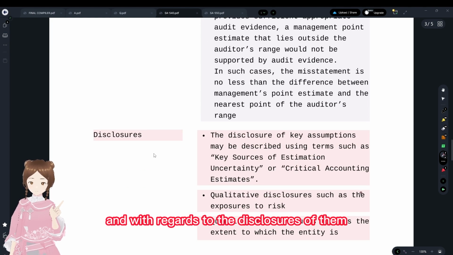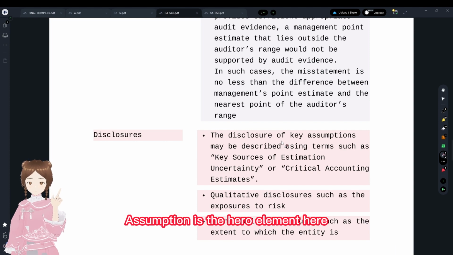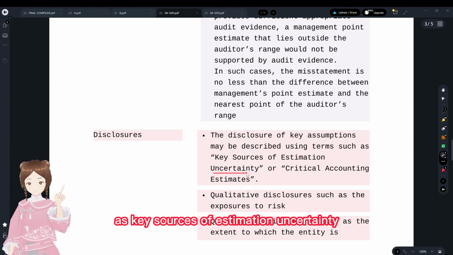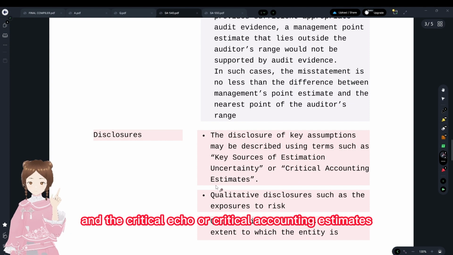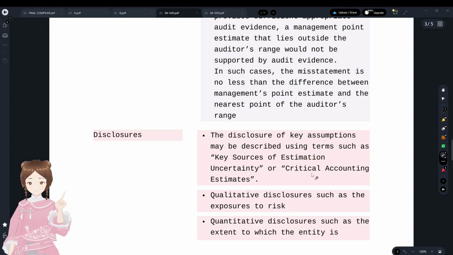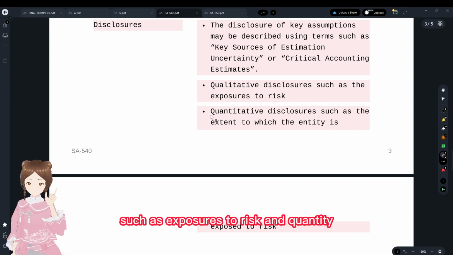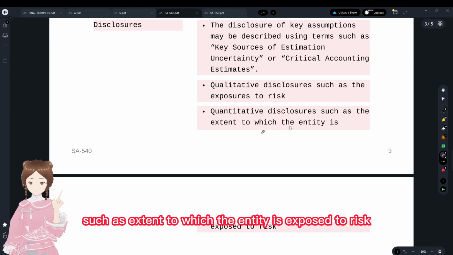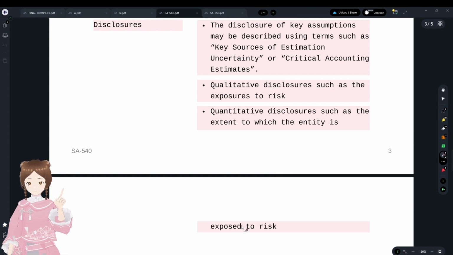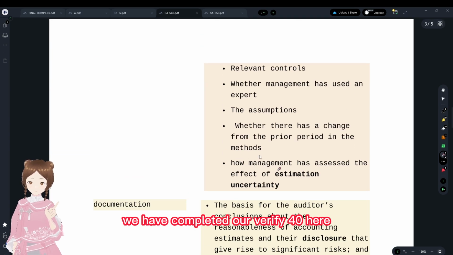And with regard to the disclosures, the disclosure of key assumptions, again assumptions are the hero element here. Assumptions may be described under terms such as key sources of estimation uncertainty and critical accounting estimates. Under these headings, they have to describe the assumptions used in preparing the accounting estimates, the qualitative disclosures such as exposures to risk, and quantitative disclosures such as the extent to which the entity is exposed to risk. Both the qualitative as well as the quantitative implications also have to be mentioned in the disclosures. And that's it, we have completed our SA 540 here.